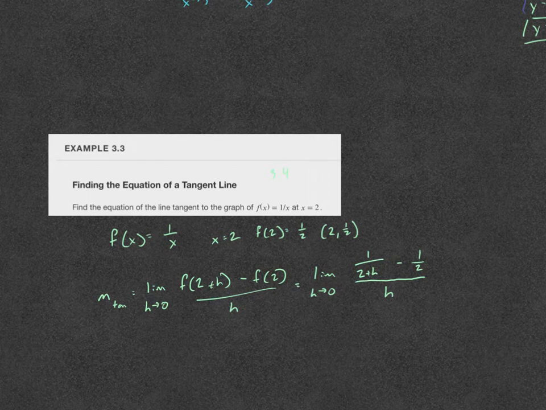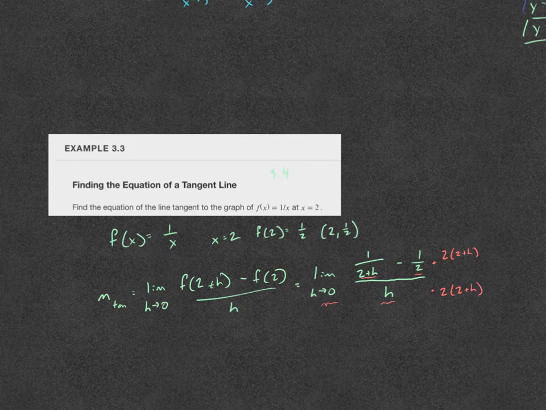Now, I can't take the limit now because if I'm approaching 0, I can't put a 0 in the denominator. It's going to be undefined. So we've got to get this fraction to look a little bit cleaner before we can take the limit. The way that we do that is we multiply numerator and denominator by 2 times (2 plus h). I'm just putting these two denominators together with a multiplication sign between them. And what that does is it cancels out some things.